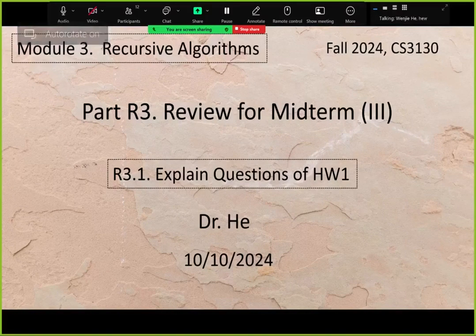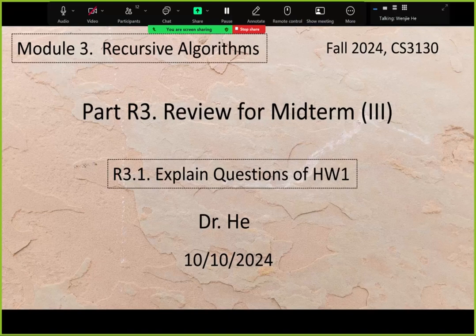Here I explain selected questions. After the class, I will post the solution file. Some questions are relatively easy, so you just study the solution file. For questions that are relatively harder, I explain here. Okay. All right.